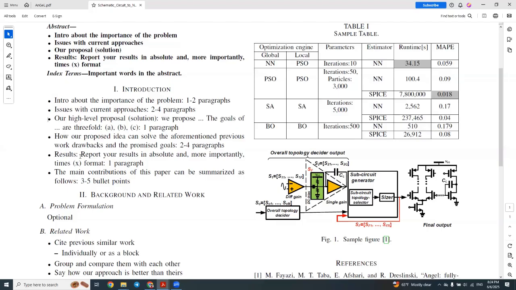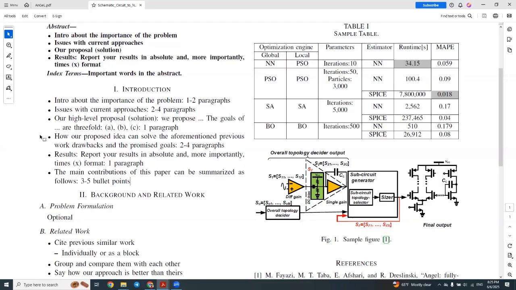Then we have the results section. We have one paragraph, again completely the same as in the abstract. Report our results in absolute terms and, more importantly, in comparison terms. Then there is an extra paragraph here. We should summarize the main contributions of the paper in bullet points, such that the number of bullet points is between three and five.